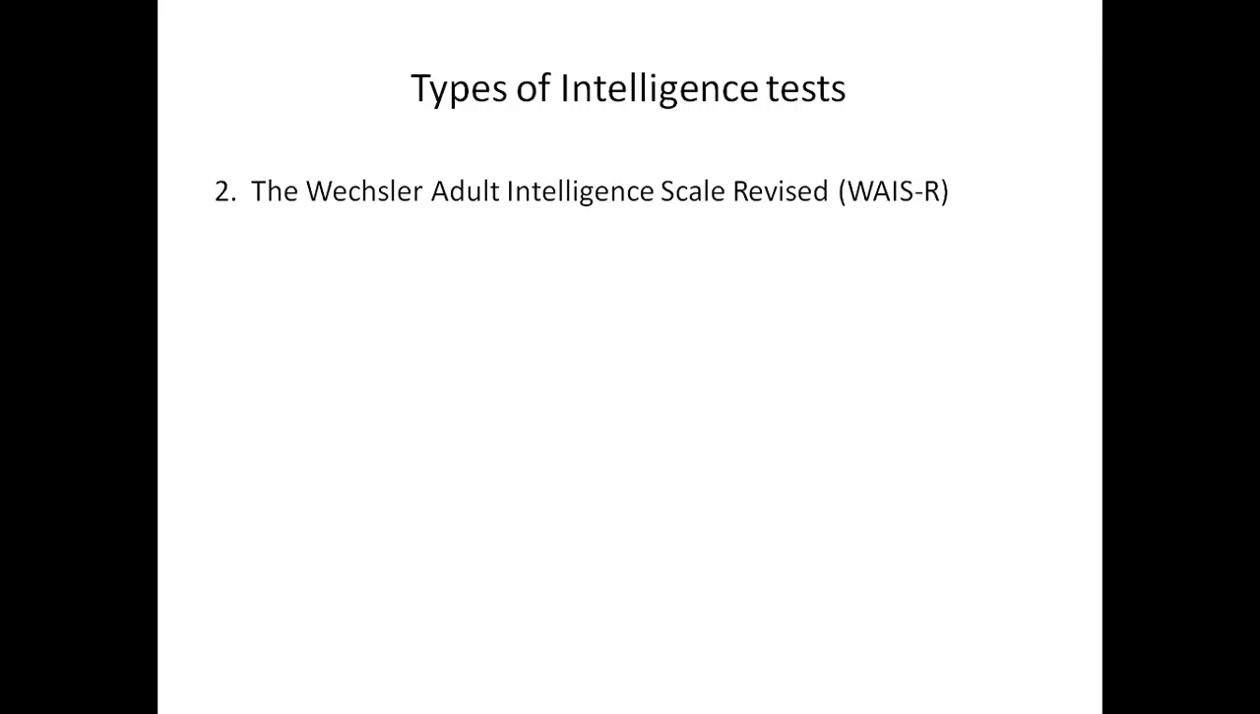The WAIS-R includes 11 subtests. It has two sets of subtests, the verbal test and the performance test. The verbal subtests include information, digit span, vocabulary, arithmetic, comprehension and similarities. Whereas in case of the performance tests, the subtests include picture completion, picture arrangement, block design, object assembly, and digit symbol.